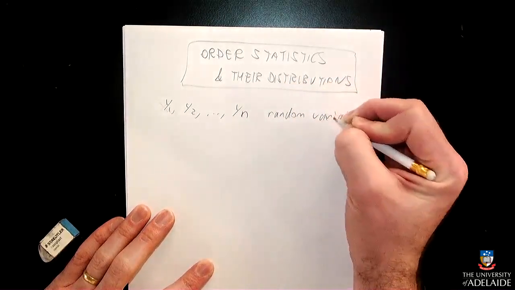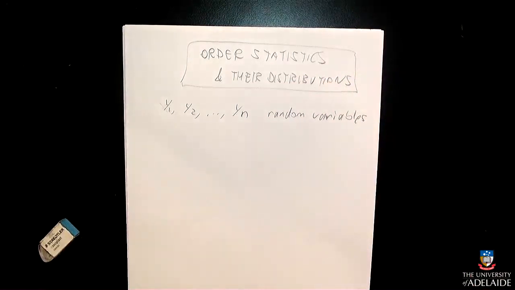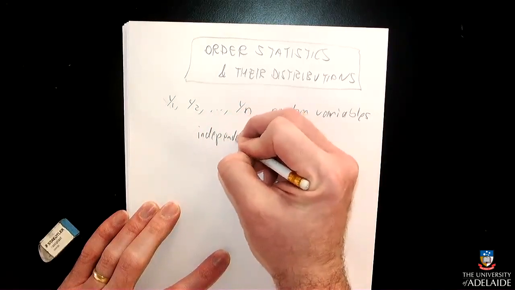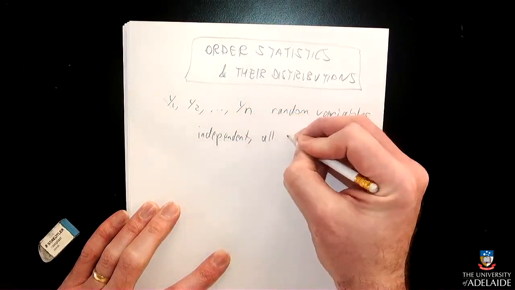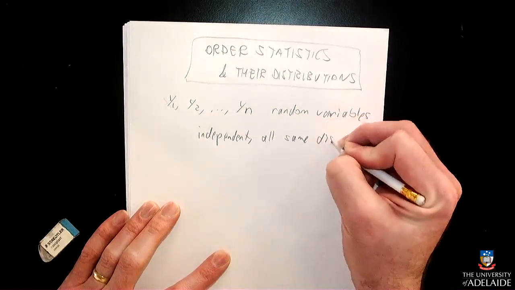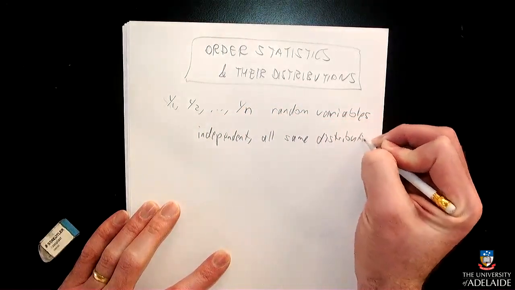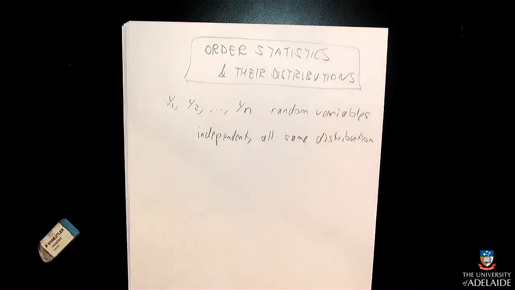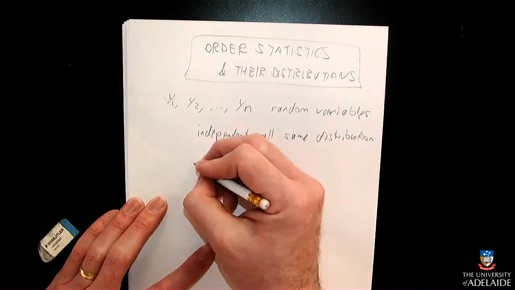So we've got these random variables, and usually they're independent and they're all the same distribution as each other. I think there's an abbreviation for that, IID. Oh, and you call that identical, wouldn't you? All identical distributions, and that's what the IID stands for.